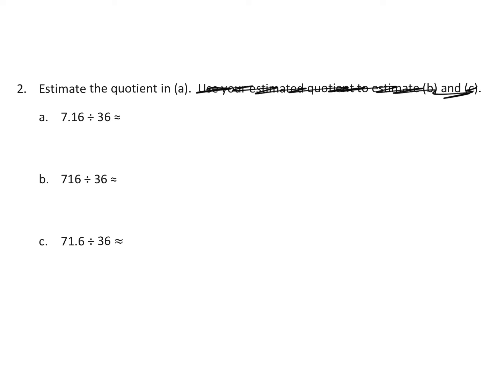So I'll do A for you, and then you can try the rest by yourself. I'm starting off looking at 7 and 1600ths divided by 36. There's a couple different ways you could do this. I think the easiest one, though, is I like to start with rounding the divisor and then seeing what that gives me and moving from there. So that divisor is 36. I could round that to 40.